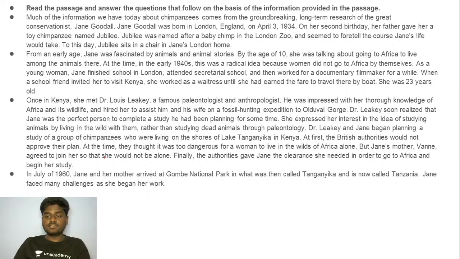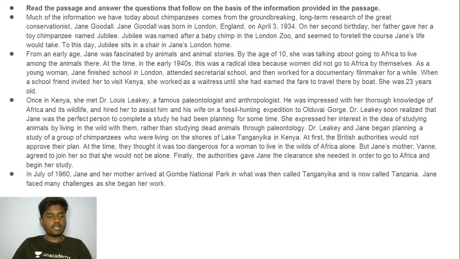She expressed her interest in the study of animals by living in the wild with them. Rather than studying dead animals through paleontology, Dr. Leakey and Jane began planning a study of a group of chimpanzees living on the shores of Lake Tanganyika in Kenya. At first, the British authorities would not approve their plan at the time. They thought it was too dangerous for women to live in the wilds of Africa alone. But Jane's mother, Vanne, agreed to join her so that she would not be alone. Finally, the authorities gave Jane the clearance she needed in order to go to Africa and begin her studies.